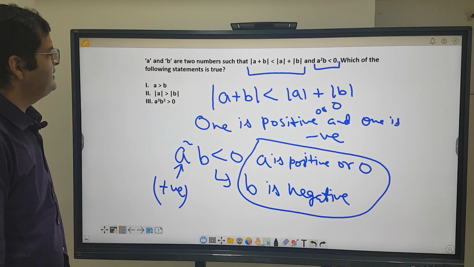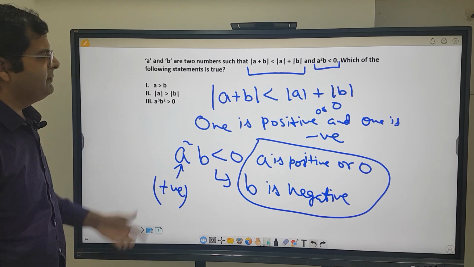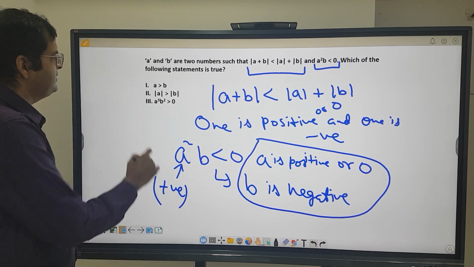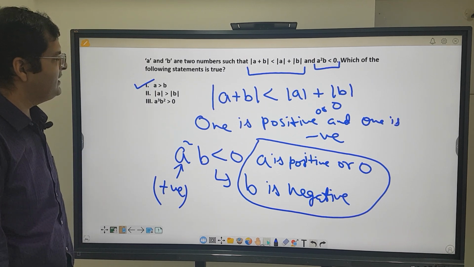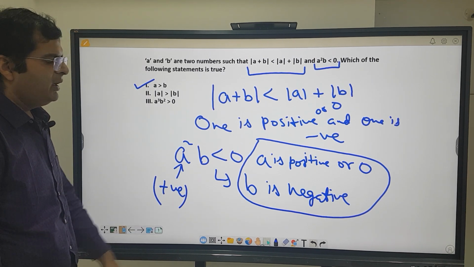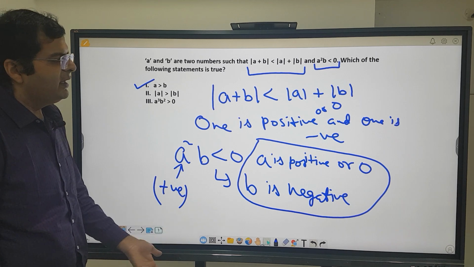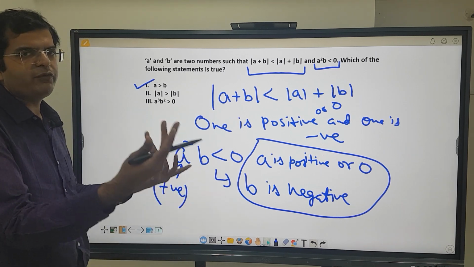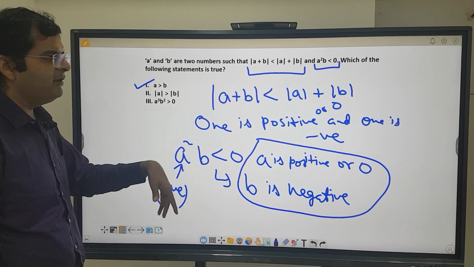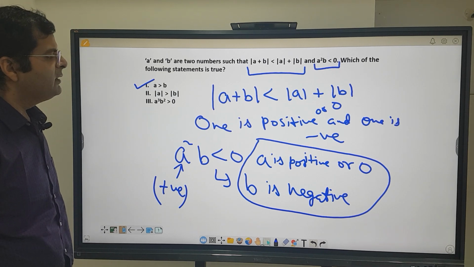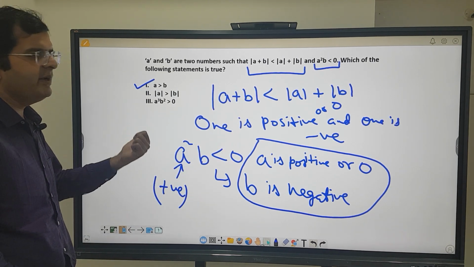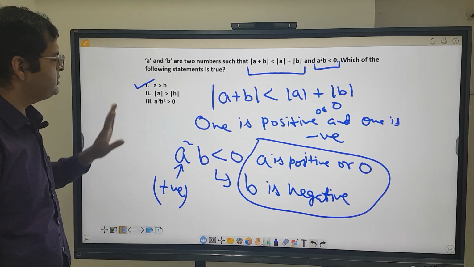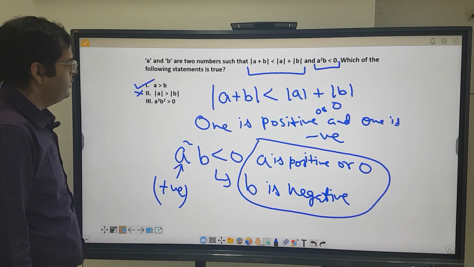Now we will look at the statements. A is greater than b. Yes, b is negative, a is either 0 or positive. Statement 1 is correct. Absolute value of a is greater than absolute value of b. We don't know. A is positive or 0, b is negative. A can be 1 and b can be minus 5, then the absolute value of b will become bigger than that of a. Or a can be 5, b is minus 1. In that case, the absolute value of a will become bigger than the absolute value of b. So the second, we don't know, so it is ruled out.